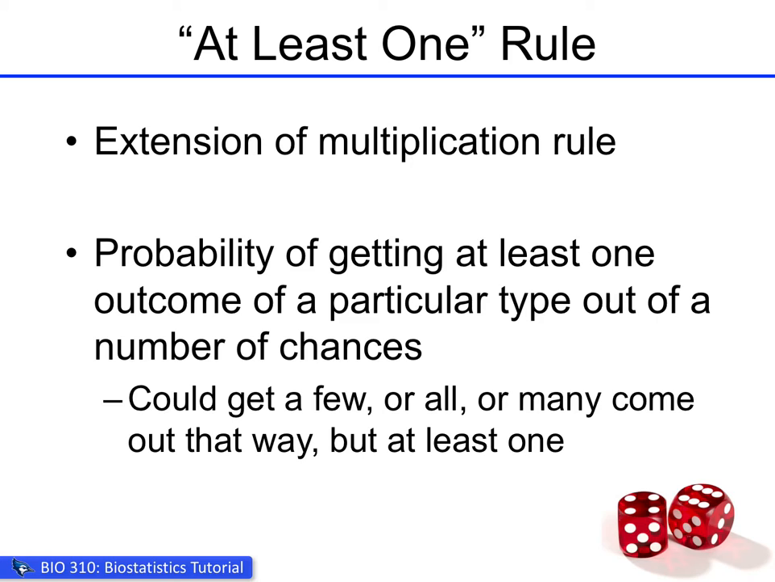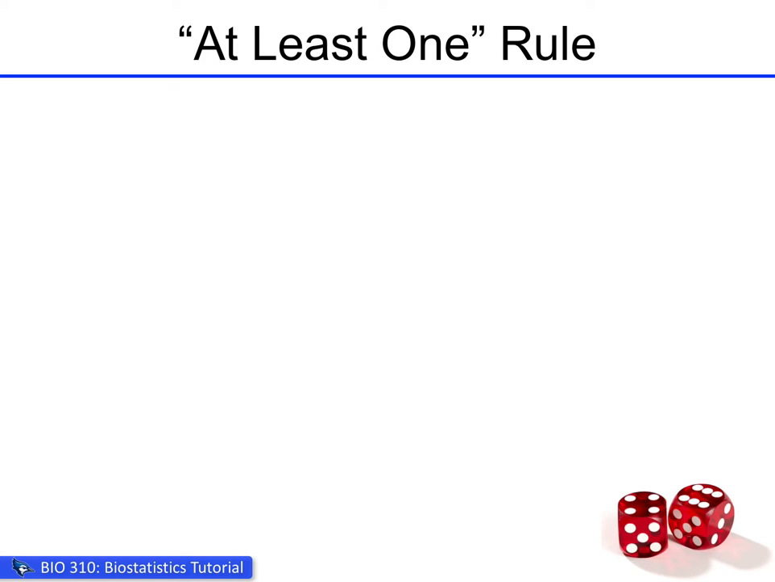Now the next thing that I'll show you is an extension of the multiplication rule. And we call this extension the at least one rule. This is going to tell us the probability of getting at least one outcome of a particular type out of a number of chances. So some of the outcomes could match the outcome of interest, or a handful of them, or all of them could match that outcome that we're interested in. But the only thing that matters is that at least one. So that's why we call this the at least one rule.